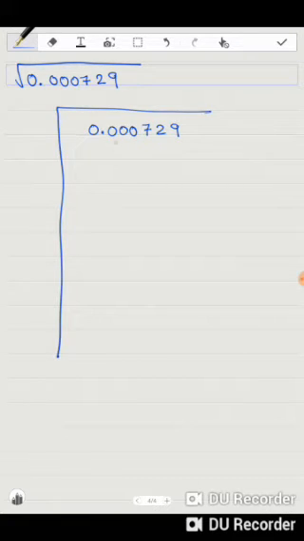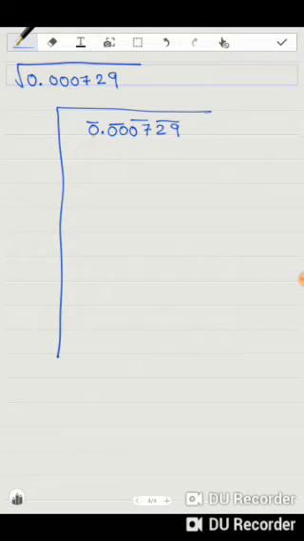Here I'll ensure that the number of decimal places is even. So there are 6 decimal places, so there are an even number of digits. So I'll start pairing from the right hand side: 29, 07 and 00. Even 00 is a pair. And in the integral part, there's only 0.